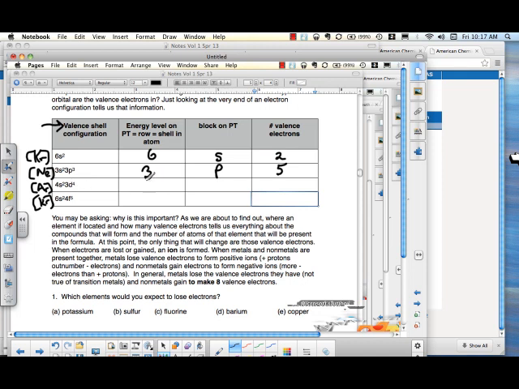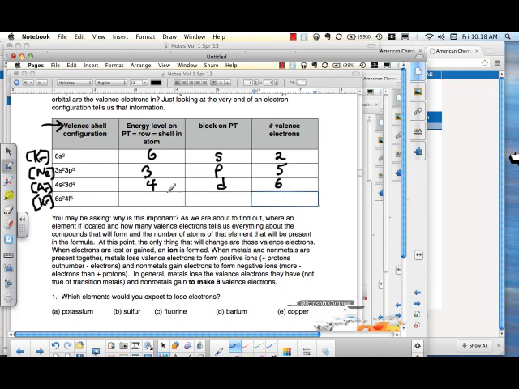What row is it on? 4th row. Largest outermost shell is the 4th shell. That's the row it's on. How many valence electrons? Block D, ends in a D. Number of valence electrons? 6. The D isn't full, so I'm going to add those together.